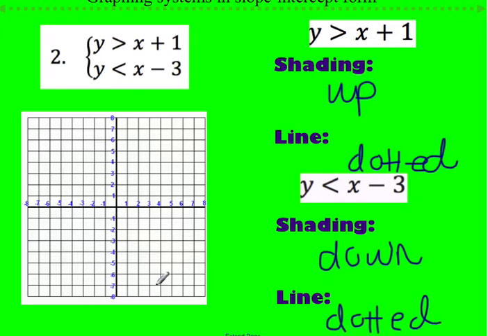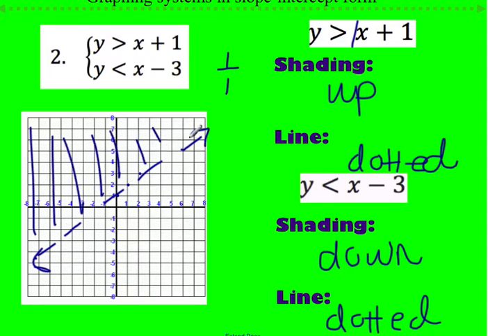So let's go ahead and take a look at number 2. We're crossing the y-axis at 1, and then there's going to be a 1 out in front of it. That means that my slope is 1 over 1. So for my slope, I'm going up 1 over 1, up 1 over 1. And again, I'm going to be using a dashed or dotted line, like so. Since the alligator's facing towards the y, I'm going to shade up, above the line.